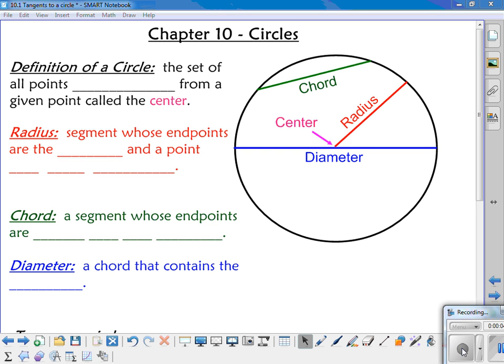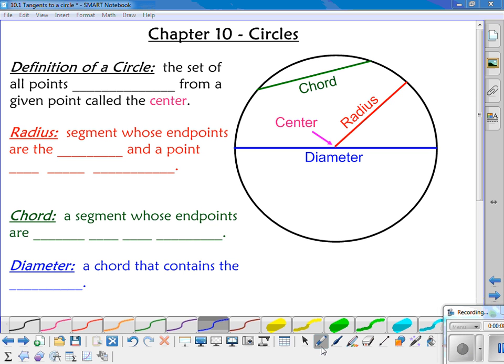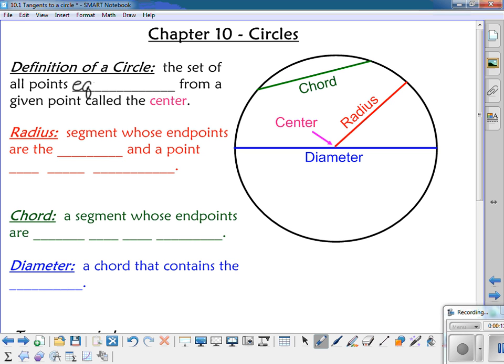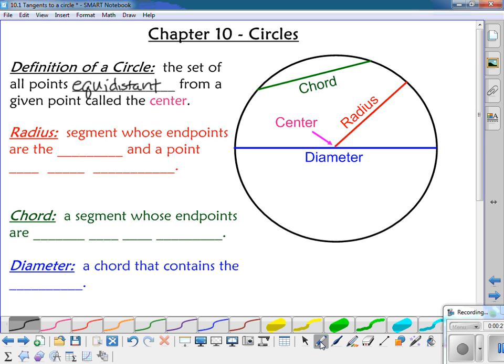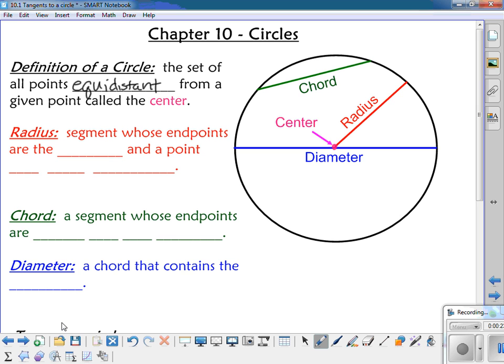Okay, so today we're going to be talking about circles. So first of all, what is the definition of a circle? A circle is the set of all points equidistant from a given point called the center. So the distance from the center to the circle is always going to remain the same.